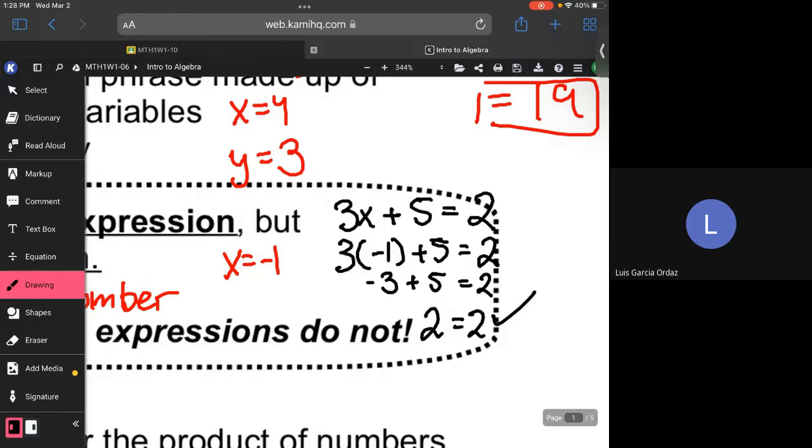Okay. So I'm going to give you a couple more seconds to copy, and then I'll move on.